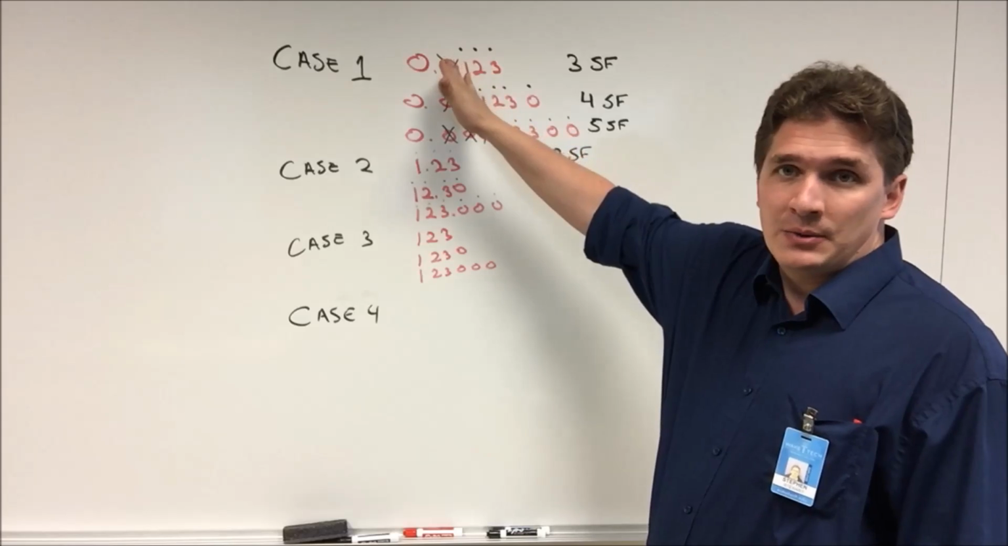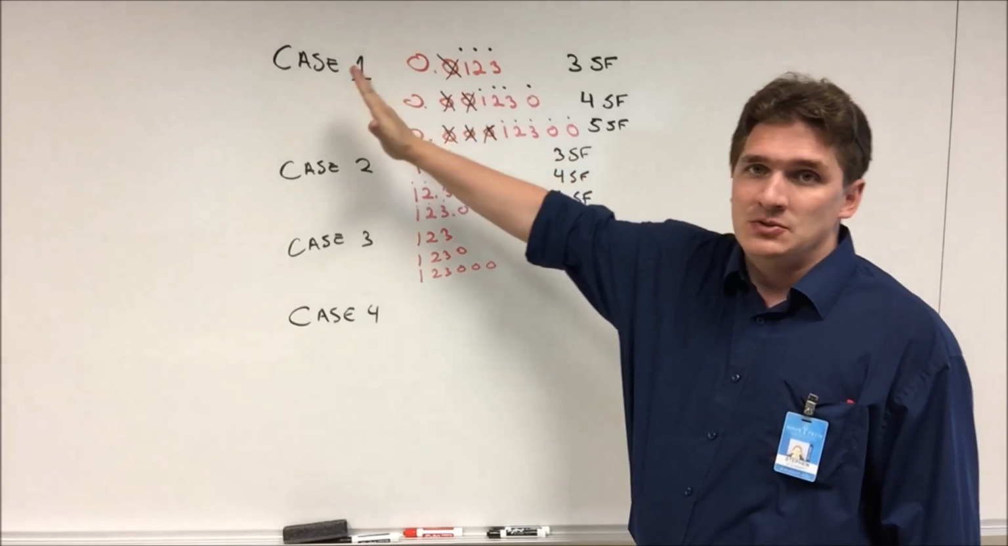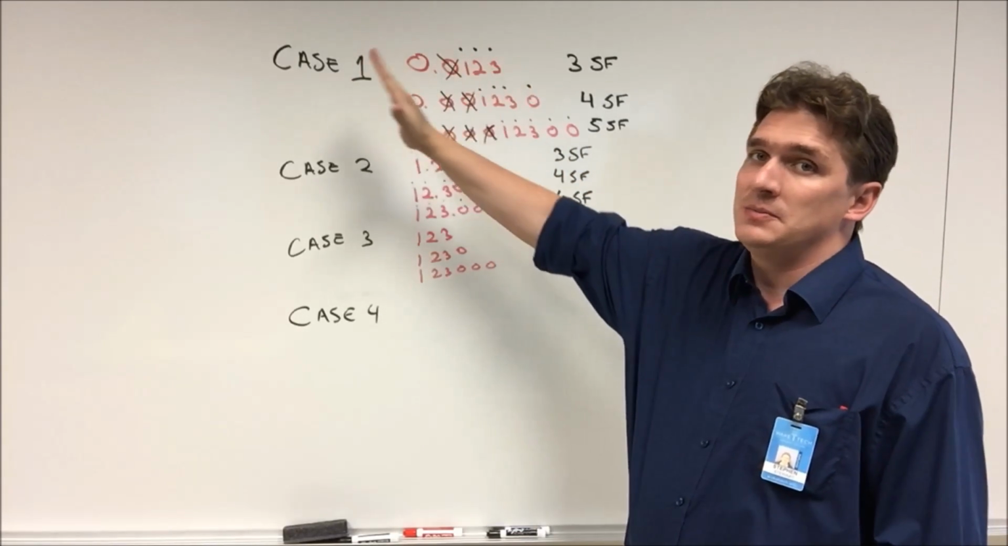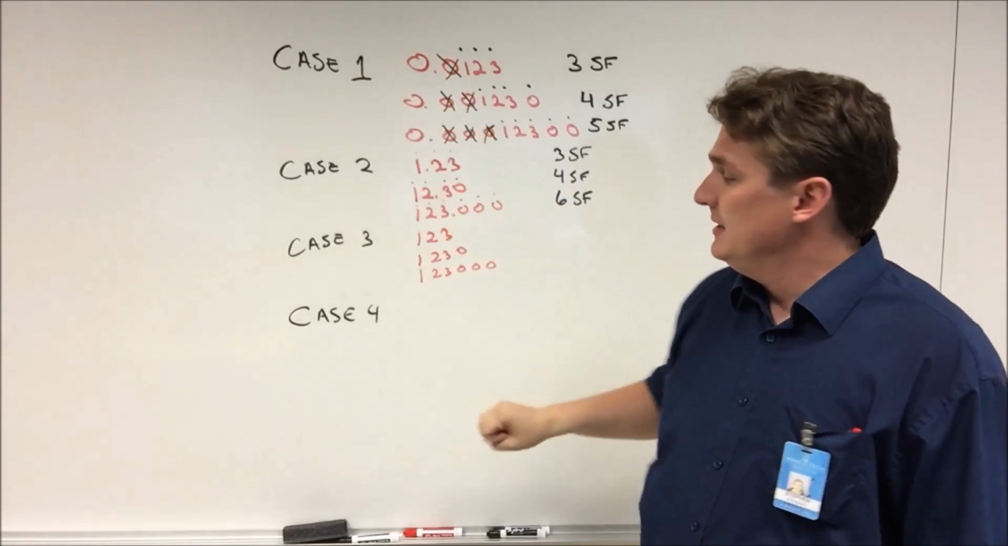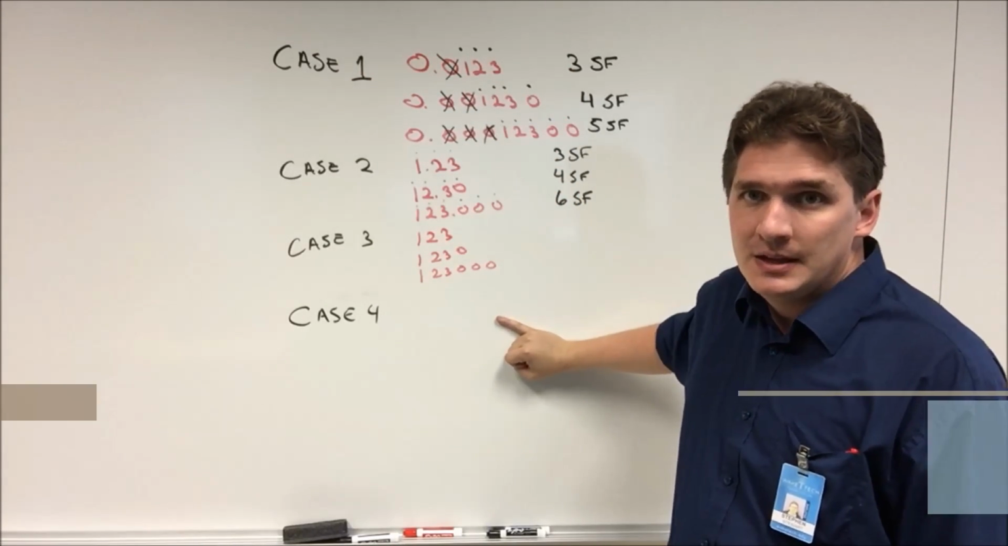Now, in case 1, we got rid of leading zeros because we can get rid of them just by using conversion factors. Like if we go from meters to millimeters, we can shift everything over. The same thing is going to be true here.